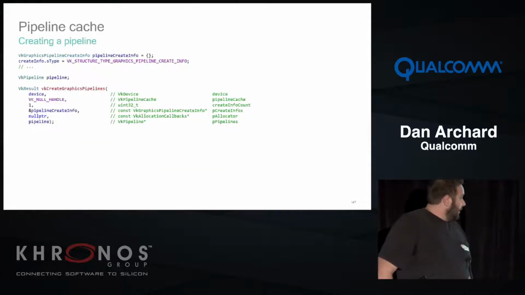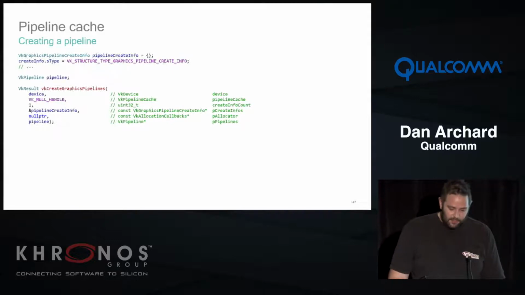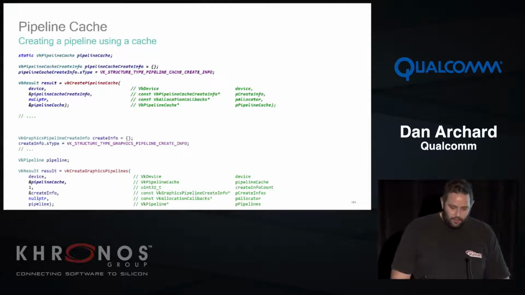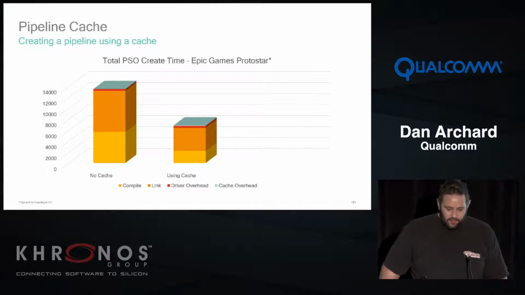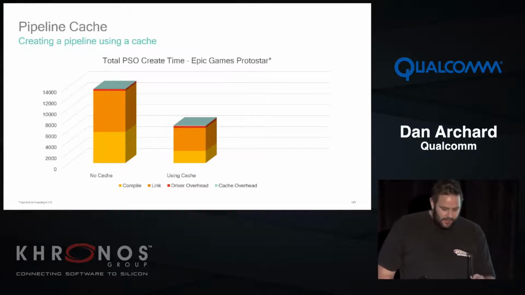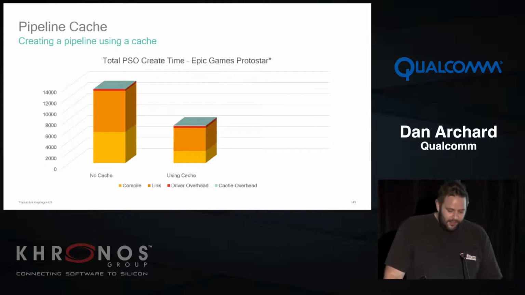So creating a pipeline is very, very simple. I don't really expect you to read this, but to create a pipeline using a pipeline cache, we create the cache once, and then we just attach that to every pipeline that we create. And the effect of this on Protostar, I'm pretending that we measure in milliseconds here, but we're really measuring in seconds. So if we have no cache, it's about 14 seconds to compile and link all these PSOs. And then using the cache, that drops down to about 7 or 8 seconds.